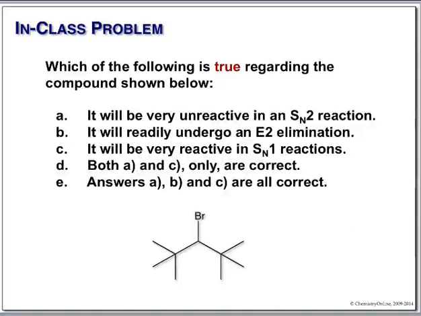Well, remember, for an SN2 reaction, we have to be able to get at this carbon, don't we? We've got these big tert-butyl groups on both sides blocking it. Because of that, it's going to be very, very difficult for a nucleophile to get in here, backside, and displace the bromine. So it is very unreactive in SN2. It will readily undergo an E2 elimination.